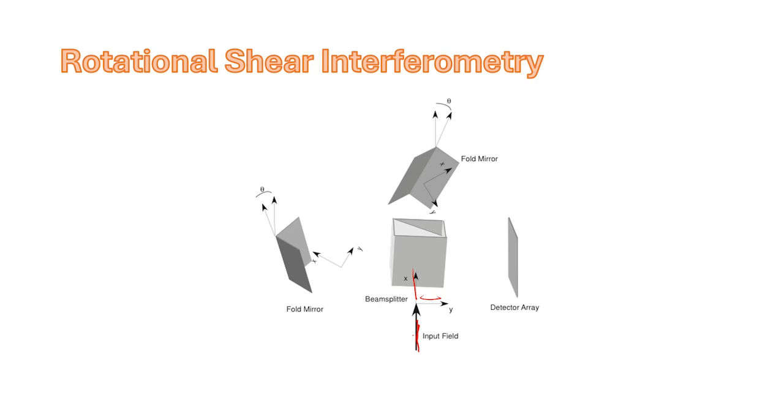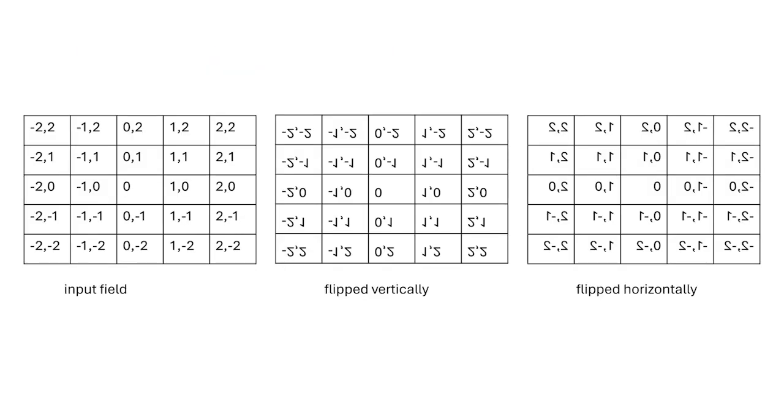We can visualize the interference terms in this interferometer using the graphics shown here. Here we have the input field with the field at x equals 1, y equals 1. We flip it vertically, and that x equals 1, y equals 1 is now down here. We flip it horizontally, and the minus 1 here has come over to here. So the interference between these two points is delta x equals 2 and delta y equals 2.